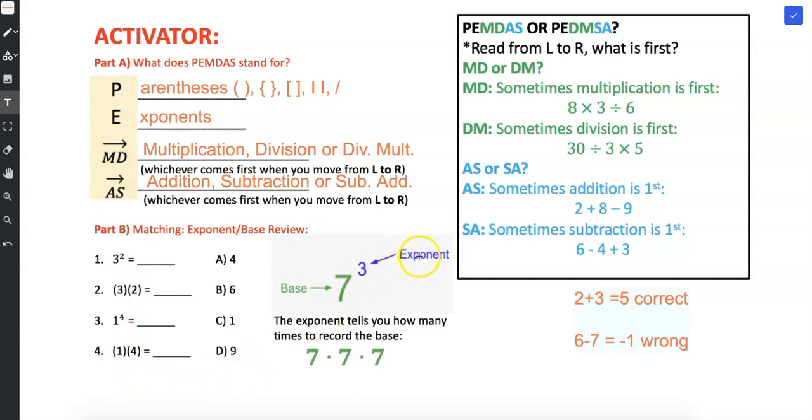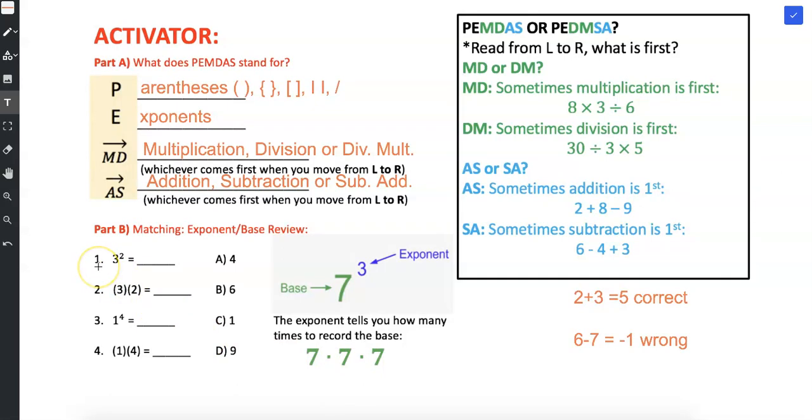Over here it shows that an exponent is tiny. It's that number at the top right that's tiny. And then the base is the larger number that has the exponent at the top right of it. And the exponent tells you how many times to record the base. So if the exponent's 3, it's telling me that I need to record the base of 7, 1, 2, 3 times. And then in between, you're going to have multiplication symbols.